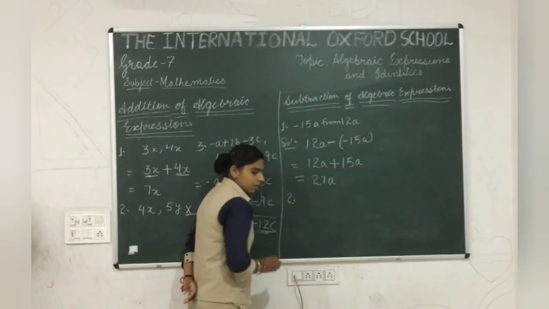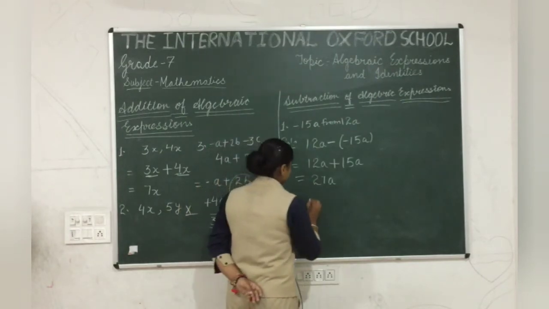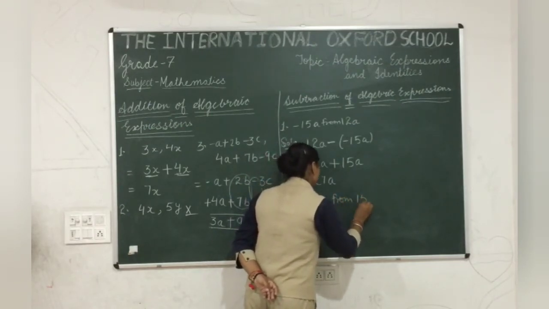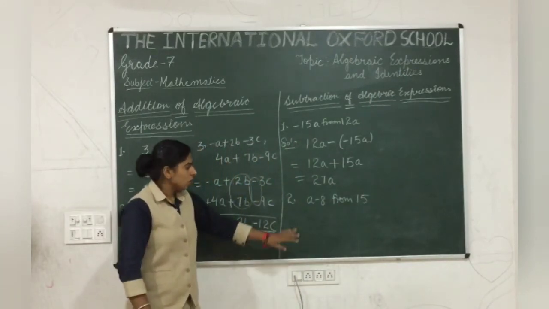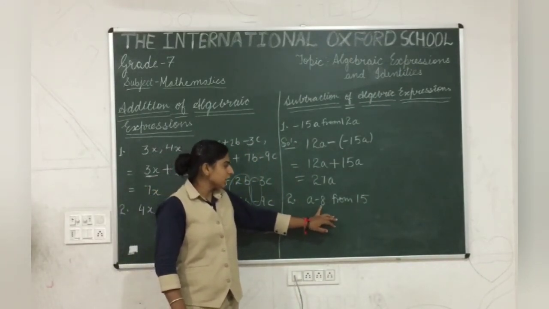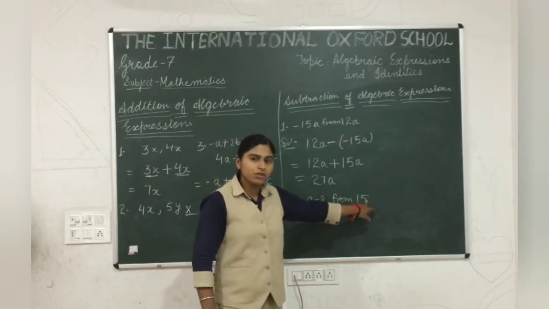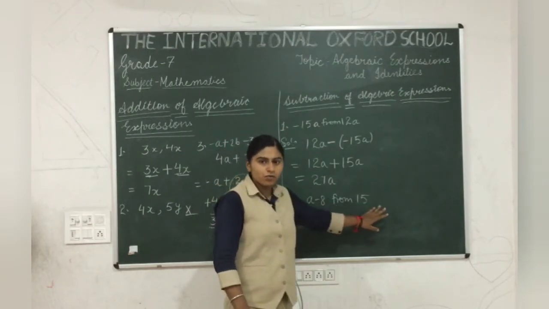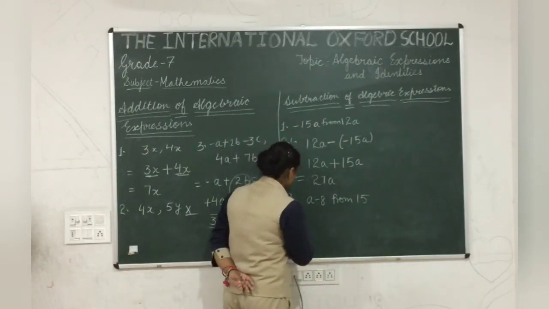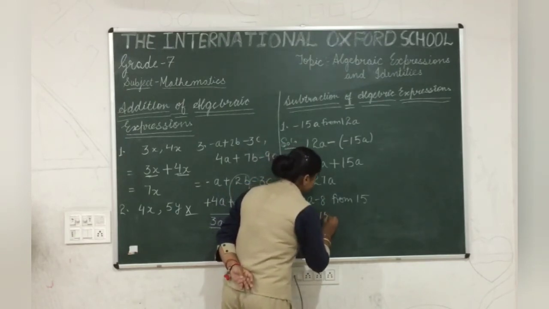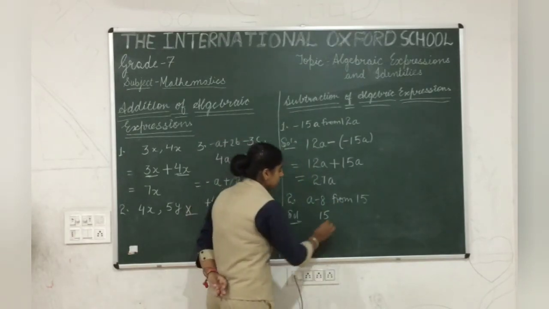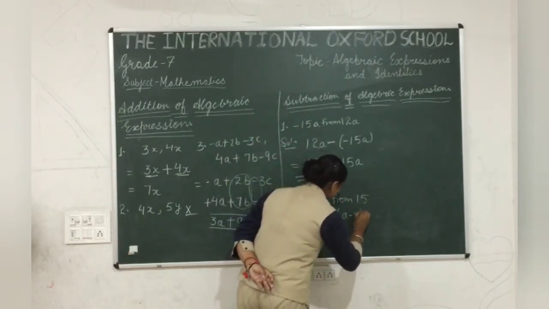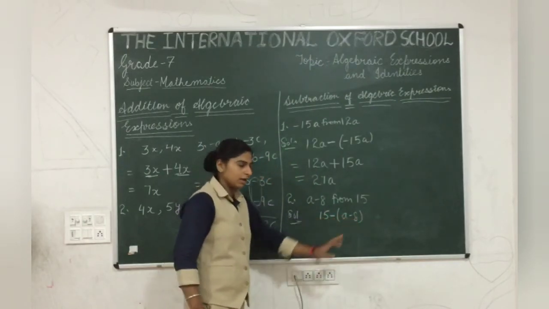And the second example is a minus 8 from 15. We have two terms. The first one is a minus 8 and the second one is 15. Now we want to subtract a minus 8 from 15. So what we will write in the first? We will write 15 in the first, and we will put here the sign of subtraction, and after this the second expression, that is a minus 8.